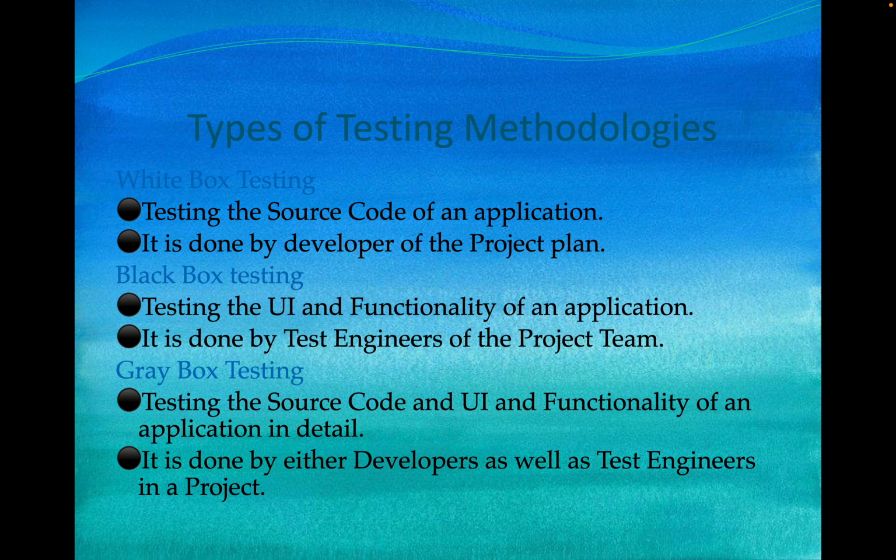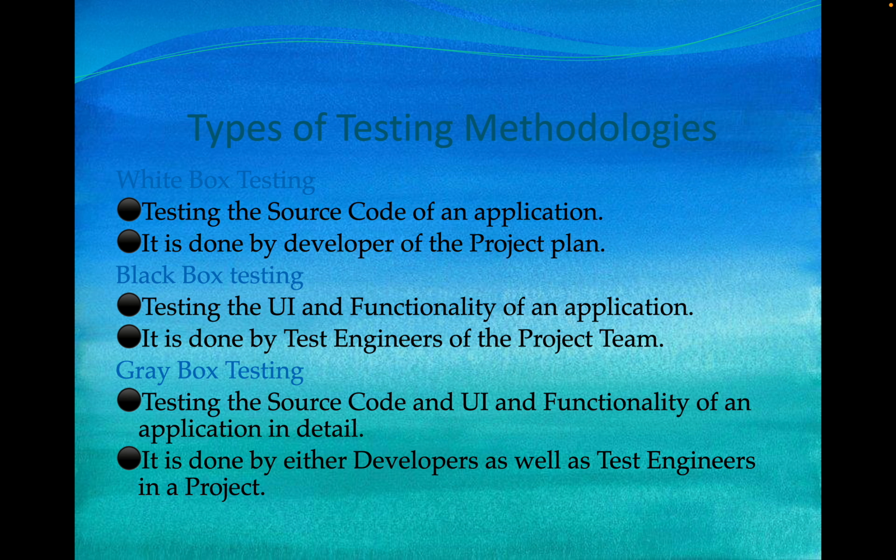Types of testing methodologies. White box testing: testing the source code of an application. It is done by developers. Black box testing: testing the UI and functionality of an application. It is done by test engineers. Gray box testing: testing the source code and the UI and functionality of an application. It is done by either developers or test engineers.